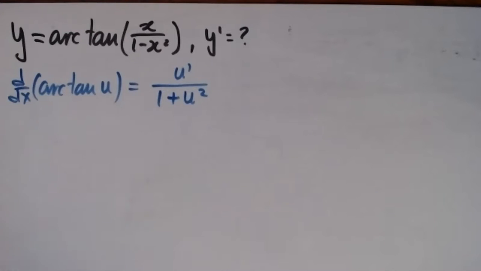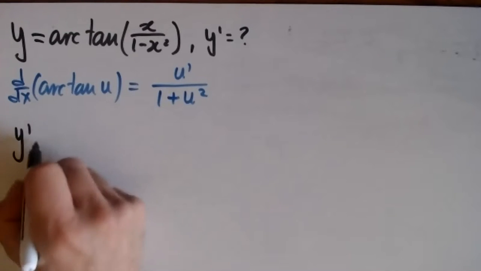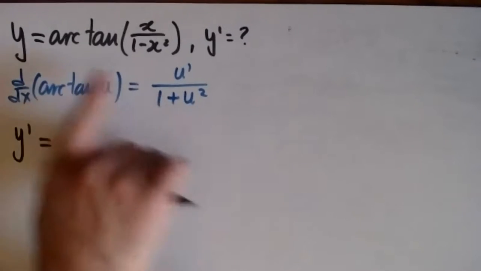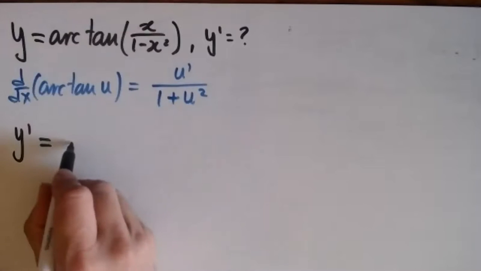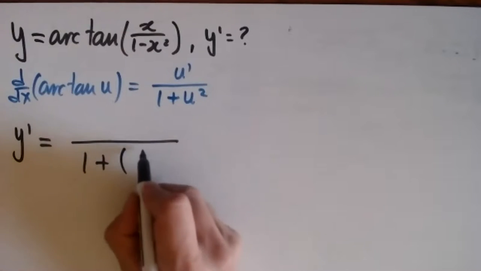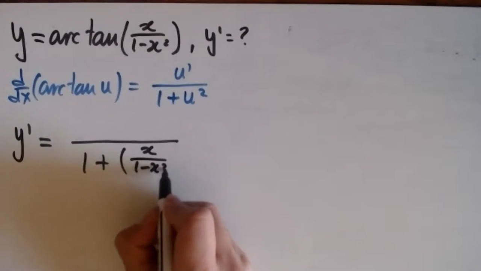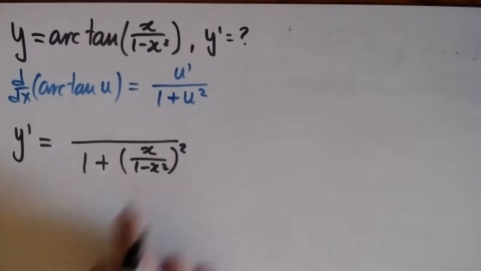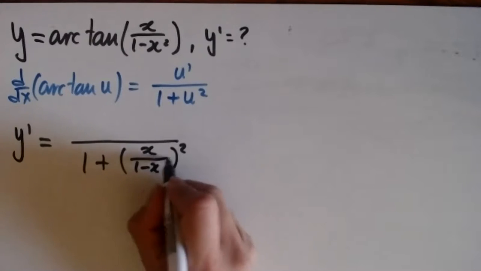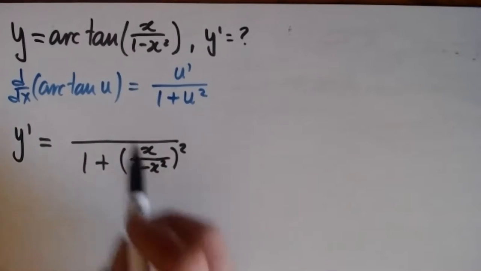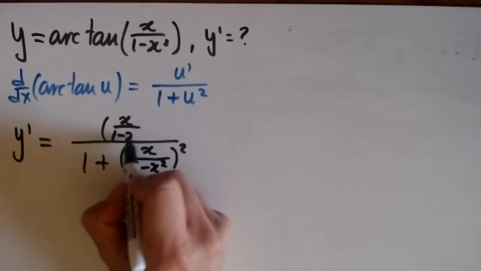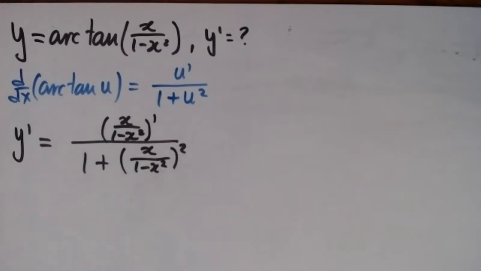Okay, if you apply this directly, this is not a problem. y prime equals, well, 1 plus u squared, so 1 plus this expression squared. So you have 1 plus parentheses x over 1 minus x squared, everything squared, correct? Much better, okay? And then we have x over 1 minus x squared, prime. So technically this is the derivative, but of course you cannot do only this. So we have to do this derivative. Now this is going to be a little painful.